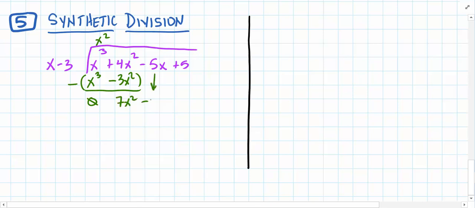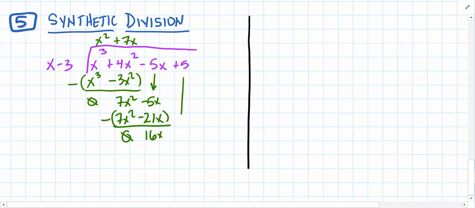X goes into 7x squared, a positive 7x times. That would give me 7x squared, and this would give me minus 21x. And then I put parentheses, and I would subtract, and I get nothing, and then negative 5 plus 21, that gives me, what, 16x? And then I would bring down my positive 5.